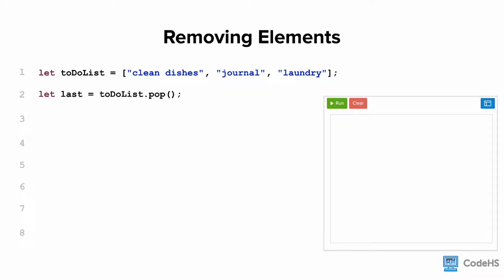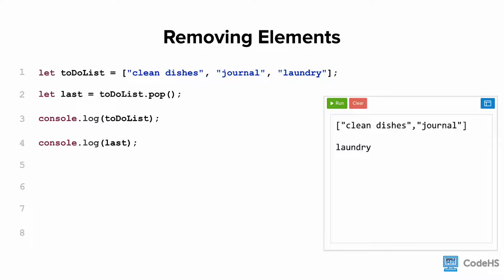To see what it's done, let's print both variables to-do list and last. And running it, we get, notice that laundry is no longer in the array on the first print line, and that it's been stored in the last variable and printed to the second line.